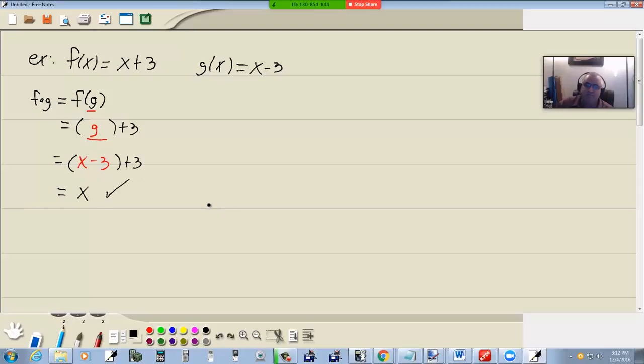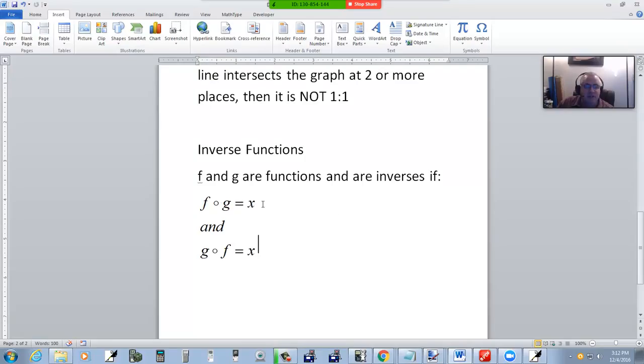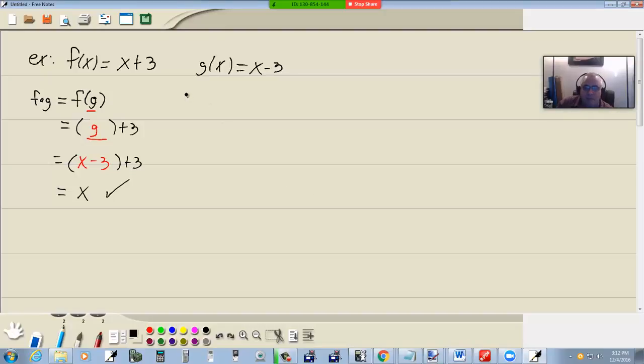And that's our first part. Our composition of f and g has to equal x. Then we do our second one. We find the composition of g and f, which is g of f. So we're going to take our g of x, which is x minus 3, and where our x is, we'll put in a set of parentheses. Now what's inside your parentheses right here is automatically what you put in here. So put f in there. But f is equal to x plus 3. So replace that with x plus 3. And 3 minus 3 cancels, we got x.